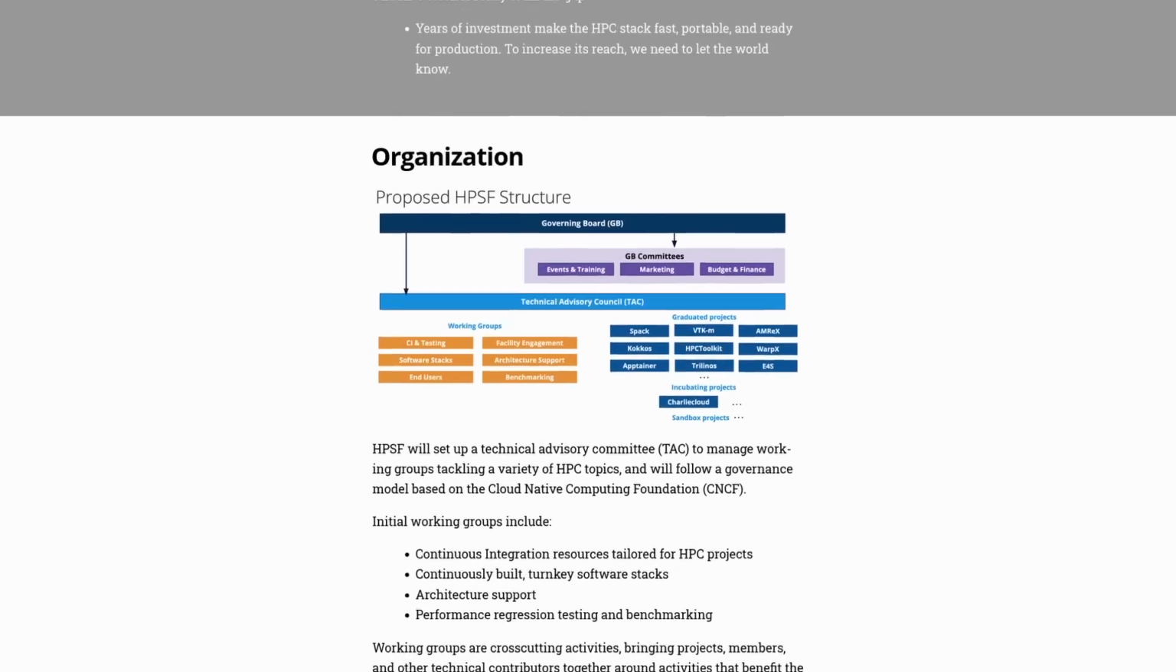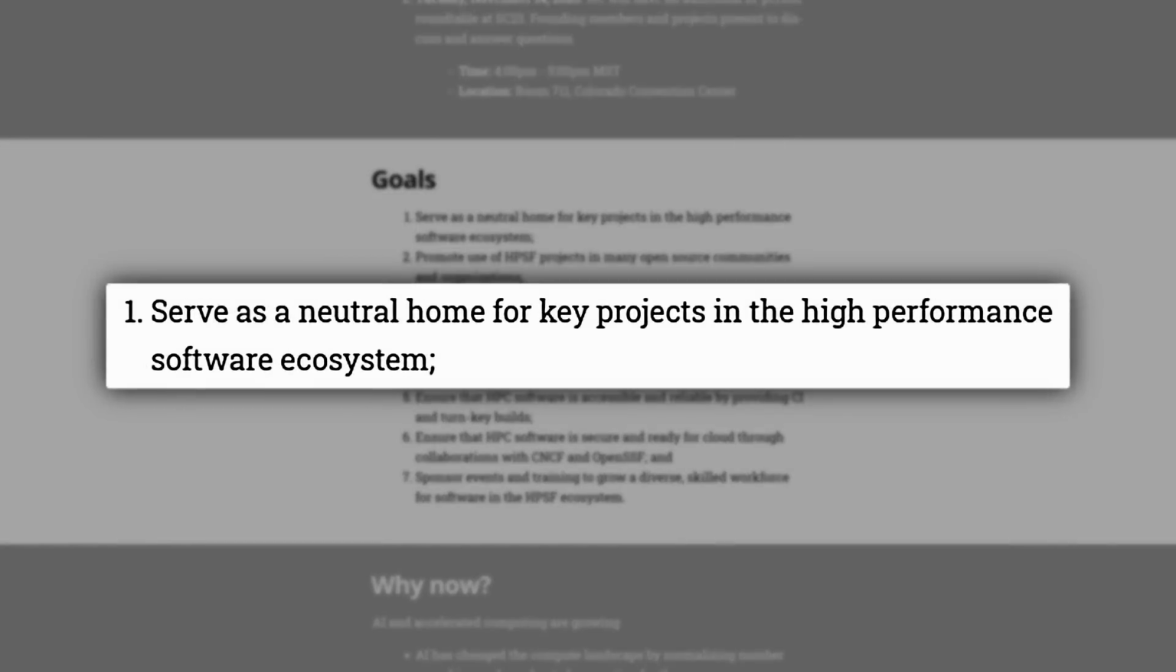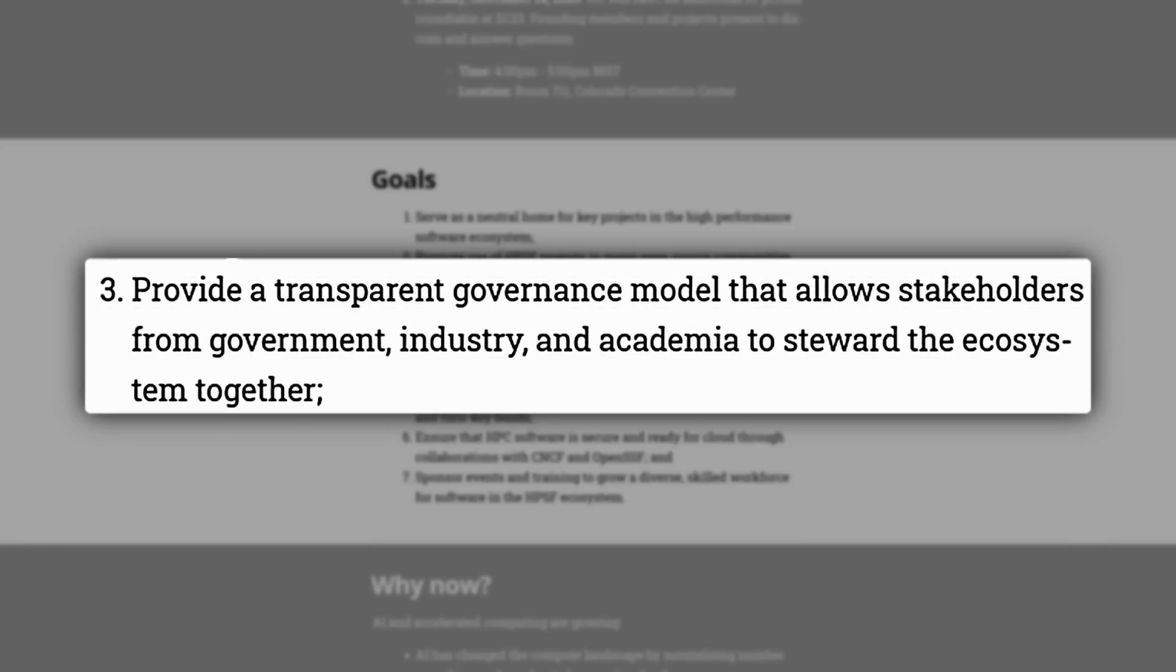The express goals of the HPSF are to serve as a neutral home for key projects in the high-performance software ecosystem, promote use of the HPSF projects in many open source communities and organizations, and provide a transparent governance model that allows stakeholders from government, industry, and academia to steward the ecosystems together.